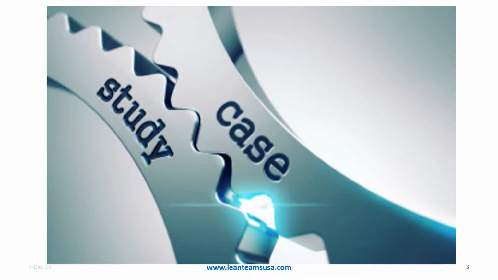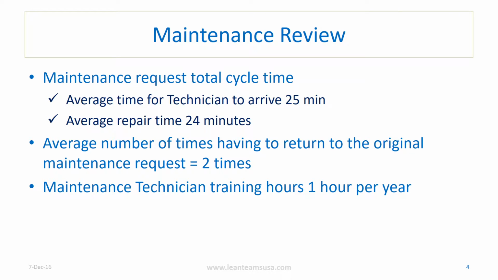Let's look at an instance of an organization that was struggling with a loss of valuable production time because of an ineffective repair process. Viewing the total cycle time of past maintenance requests, they established a current state of arrival time, averaging 25 minutes, and repair time averaging 24 minutes. To understand the effectiveness of these repairs, they also gathered data on how many times a technician had to return to an original request. Finally, the maintenance team wanted to understand the investment in developing their technician team, so they gathered data on formal training sessions for the technicians.